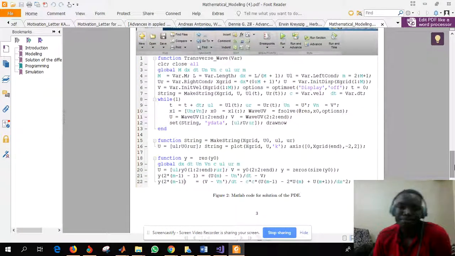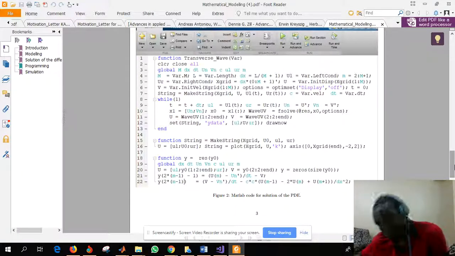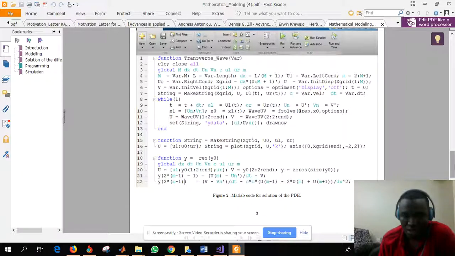So then when fsolve is done, I have the results in wave uv, then I extract the u and I extract the v, and then I update the string just so that I can see how the string is behaving as I'm solving the equation. So in line 15, that is the mixed string that created the string that shows how the wave is propagating.